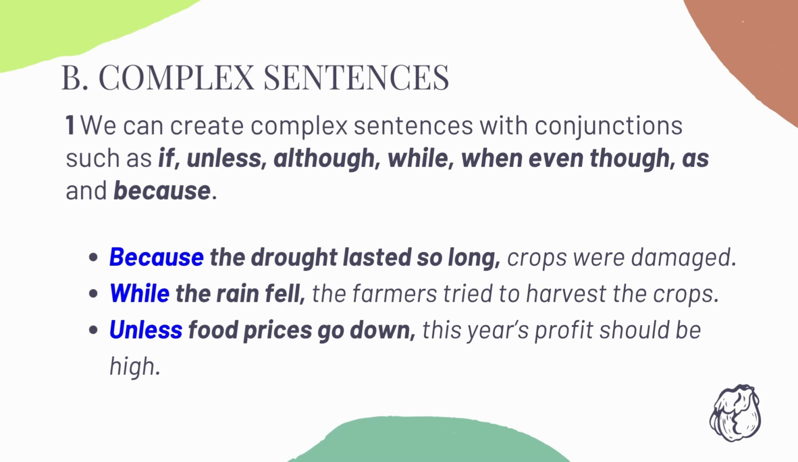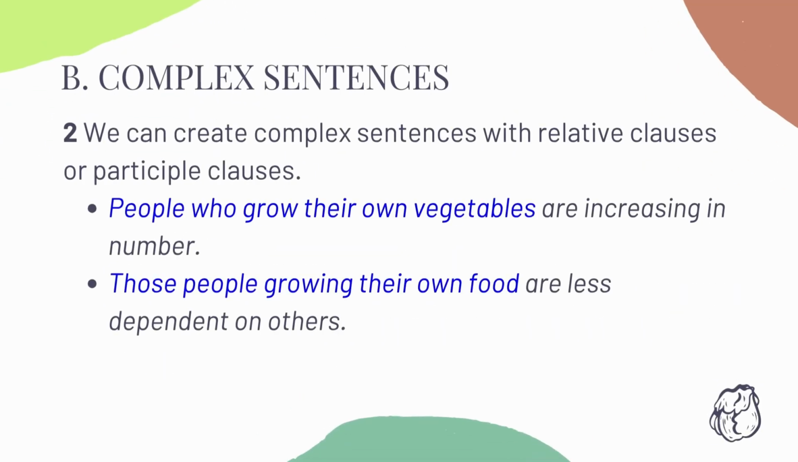We can create complex sentences with relative clauses or participle clauses. For example, people who grow their own vegetables are increasing in number. Those people growing their own food are less dependent on others. I've created separate videos on relative clauses and participle clauses, so check it out on our playlist in the description. This kind of sentence shows clear logic and connection between ideas, something IELTS examiners love.